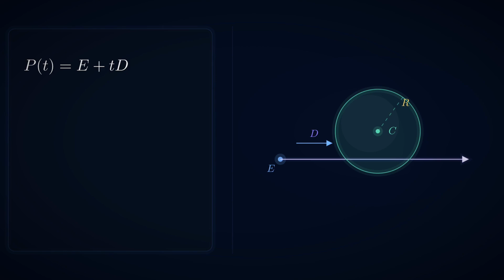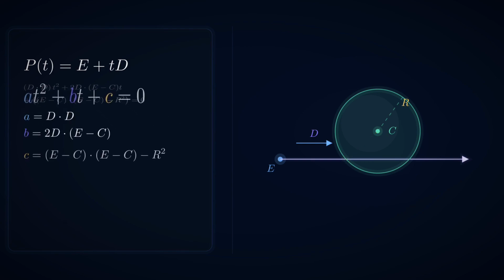Next, we place a sphere at center C with radius r. A hit happens when some point on the ray is exactly 1 radius away from the sphere's center. So we write the condition: the distance from P(t) to C squared equals r squared. Now we substitute the ray equation into that condition and collect terms. That turns the geometry into a quadratic.